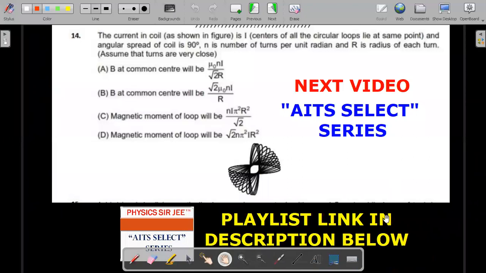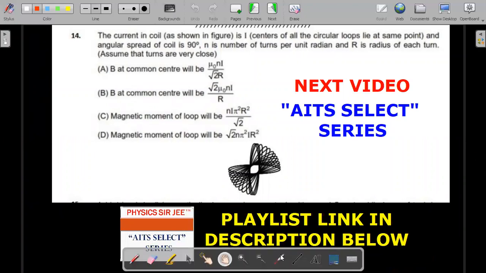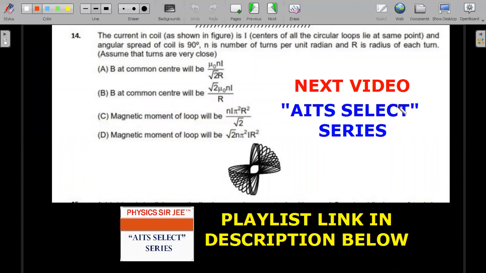So this is the one. This would be the next video. I'll give you 1 or 2 days to actually solve this question. This is from Resonance AITS papers, previous years, the All India Test Series of Resonance Institute. This is a very nice question on magnetic field. The current in a coil as shown in the figure is I. There is a center of all circular loops, and there are many circular loops, as you can see, spread along an angle.